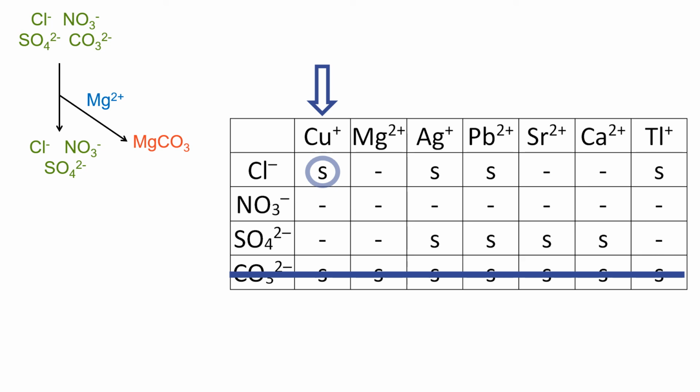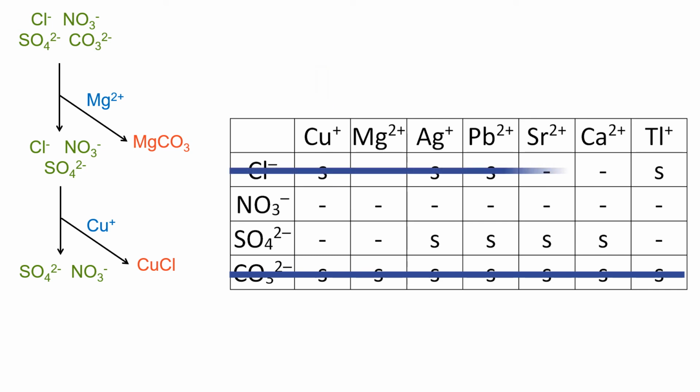So let's use copper 1 to take out chloride. So I'll draw my arrows. I'll put Cu+ over top of the arrow. It forms a solid with Cl-, or a solid is CuCl. And we'll flush down the rest of those anions, sulfate and nitrate. Since chloride has been removed, let's cross that out. So we'll work our way down the list. Copper 1, magnesium, they don't form solids, but silver does form one solid.